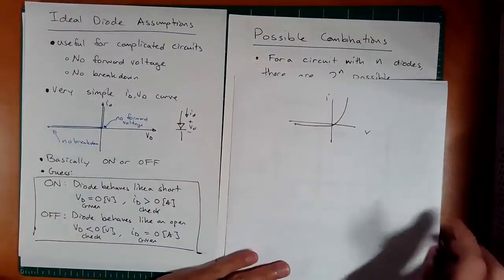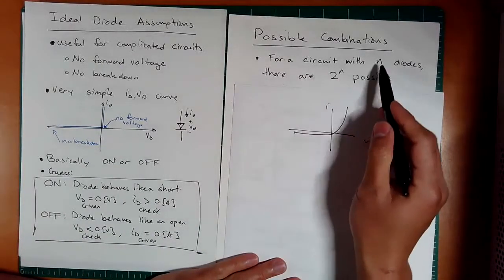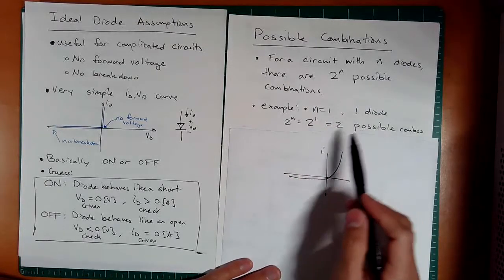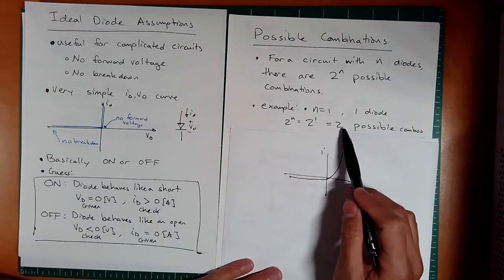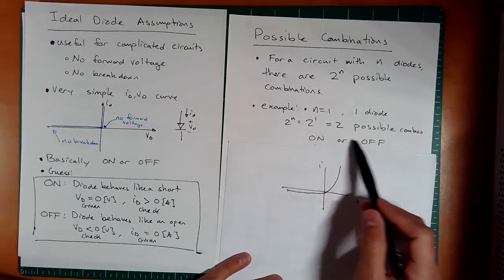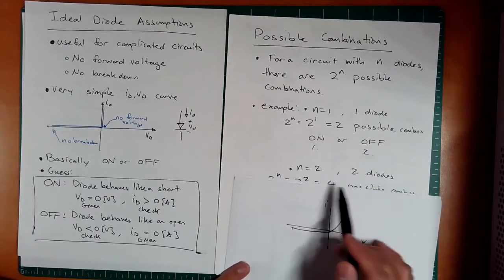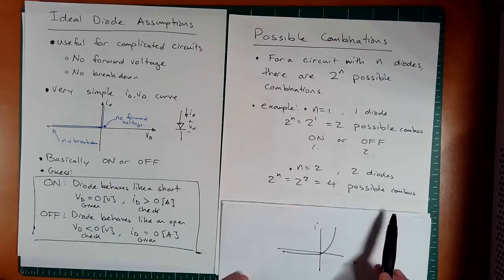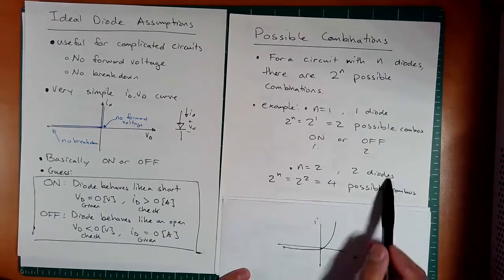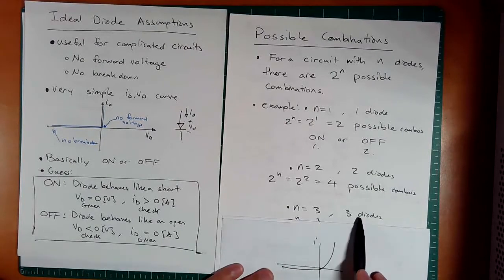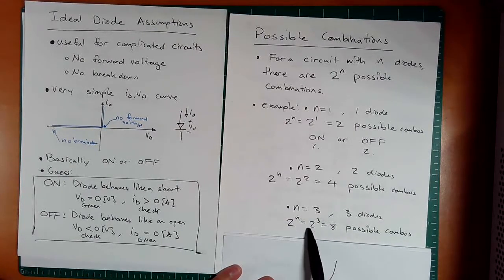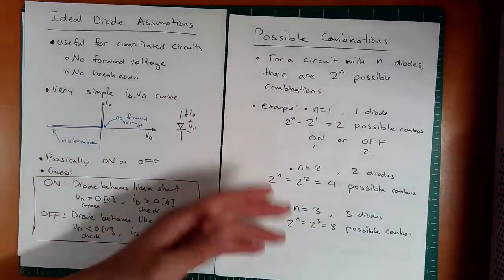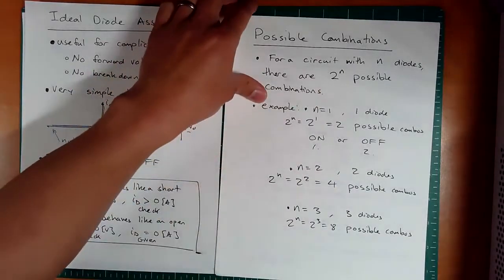All right, so let's look at possible combinations of diodes. For a circuit with n number of diodes, there are 2 to the n possible combinations. So if there's, for example, one diode, 2 to the n is the same as 2 to the 1, which means there are 2 possible states, on or off. Straightforward. And now if there are 2 diodes, what do we have? 2 to the n, 2 to the 2, which is 4. And what do you have? On-on, on-off, off-on, off-off, right? So those would be your 4. N equals 3, or 3 diodes, now you're going to have 8. 2 to the 3 is 8. So a very simple little rule. Based on the number of diodes, you would know how many different combinations the states could operate in, right?